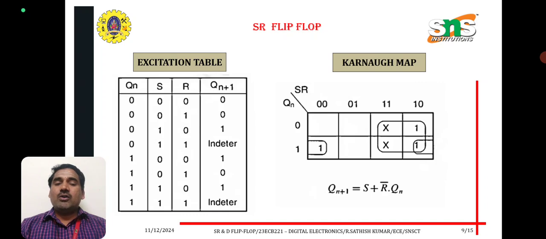For 1 0 0, the output will be 1. For 1 0 1, Qn plus 1 is equal to 0. For 1 1 0, the output will be 1. For 1 1 1, S and R are the same, so the output will be indeterminate.